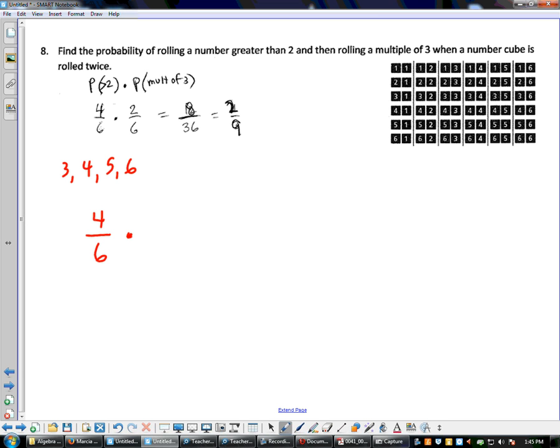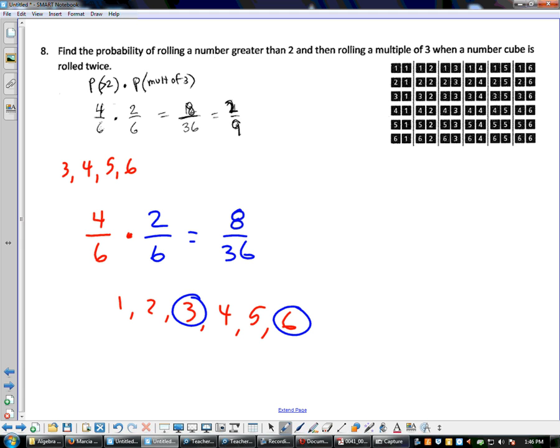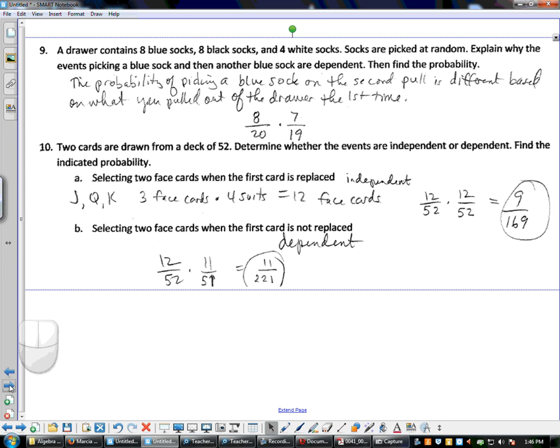And then we multiply that by the probability of getting a multiple of 3. Well, on a roll of a die, 1, 2, 3, 4, 5, 6, how many of these are multiples of 3? Well, the 3 is a multiple of 3, and the 6 is a multiple of 3. So that's how we get 2 over 6. And when we multiply those together, we end up getting 8 over 36, which does reduce to 2/9. So that's your probability. Was this necessary? Probably not, because we're just rolling a die 2 times. So you could figure it out this way, but you do not have to figure it out that way. Let's take a look at number 9.